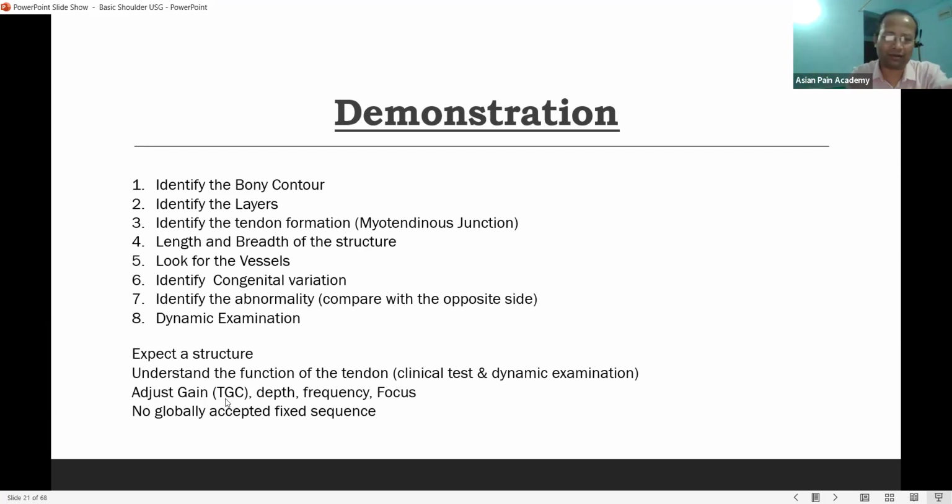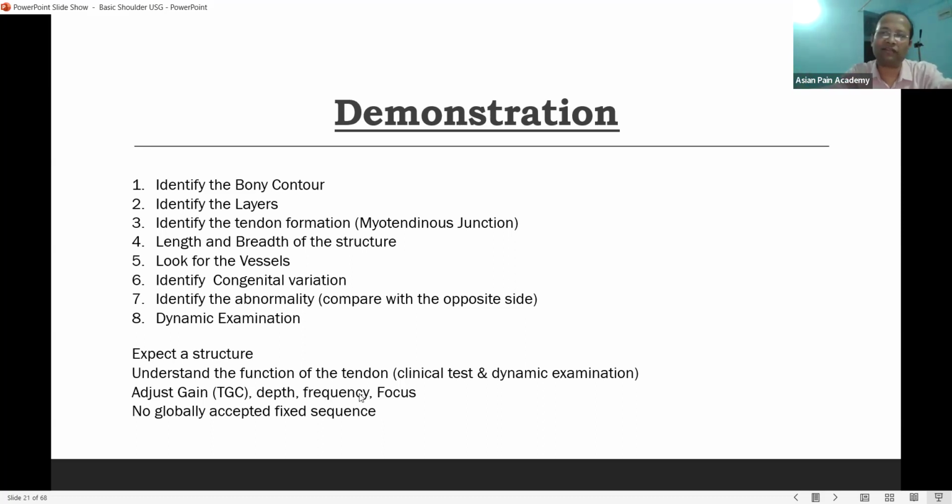Then adjust the ultrasound machine. Only a few things are important: gain, depth, frequency and focus. Nowadays, focus is not there in many machines, it is automatic, but you should have control of these three things. Adjust gain for making the image bright or dark. One type of gain is TGC, you know. And depth: whatever depth is needed, keep your target structure, or the structure of your interest, in the middle part of the screen.